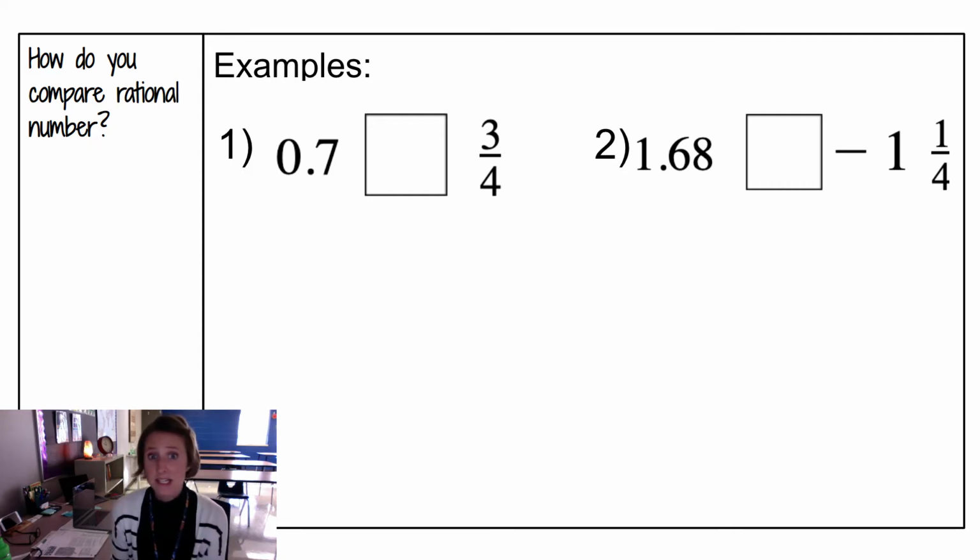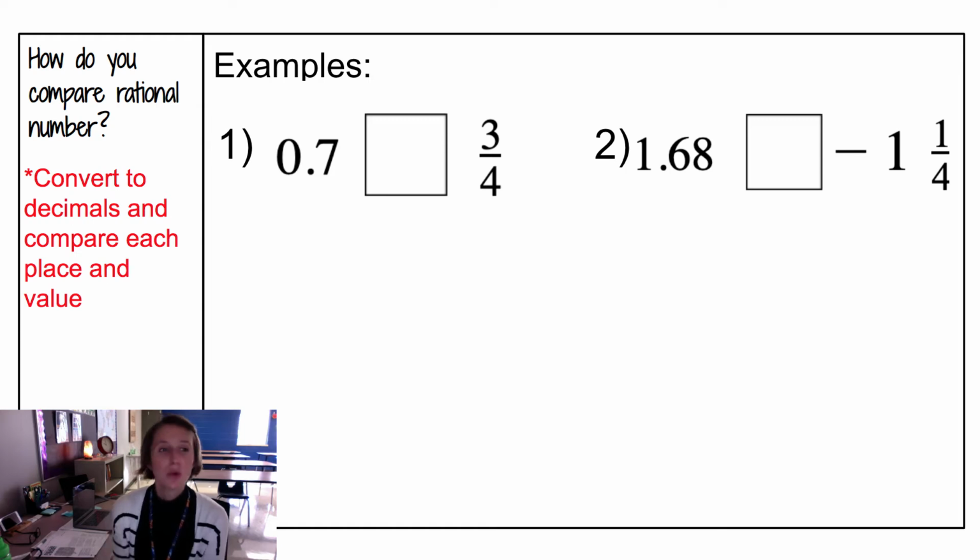I'm seeing 1 as a decimal, 1 as a fraction in number 1. It's hard to compare when they're in those different forms. So let's change them to be in the same form. In my opinion, I find it easier to compare numbers when they are in decimal form. So on the left-hand side in your notes, next to that first star, write this down. Convert to decimals. Change these rational numbers to decimals and compare each place and value.